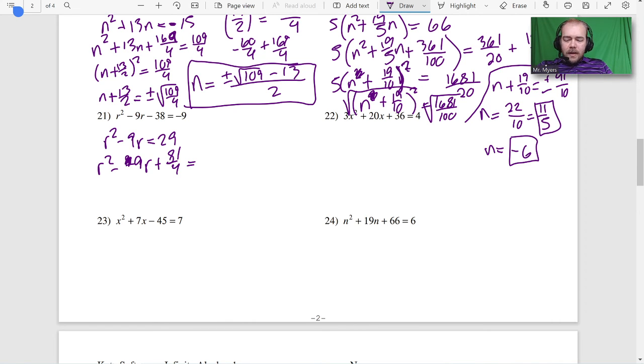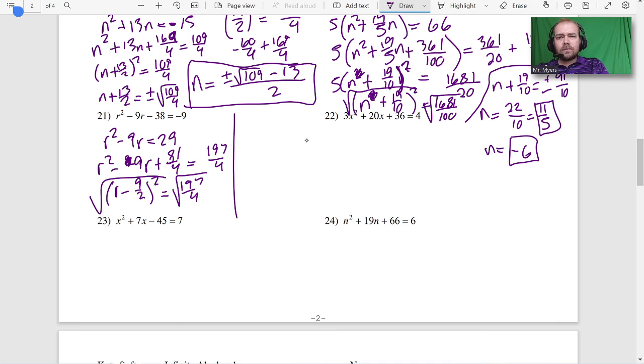Let's see. So 81 fourths plus 29 is 197 over 4. I'm going to leave it in fraction form, just because I like fractions better, I guess. 197 over 4. Okay. Then you have r minus 9 halves squared. Square root, square root. We're on step 7 already. And take the square root. I don't think 197 has a square root.